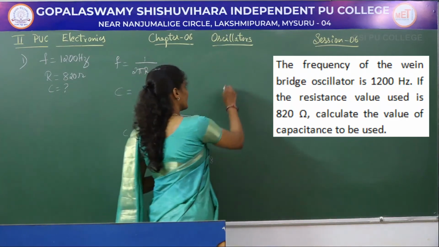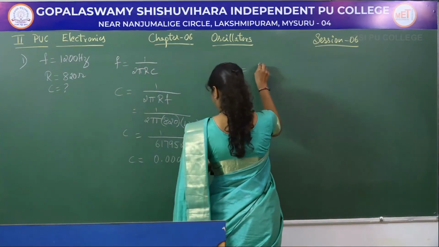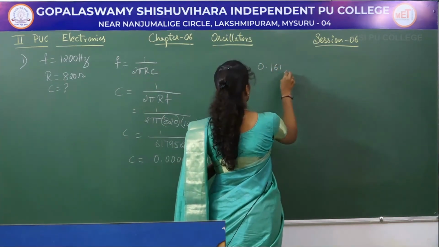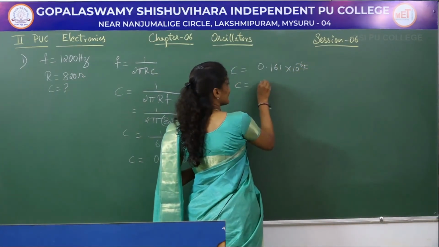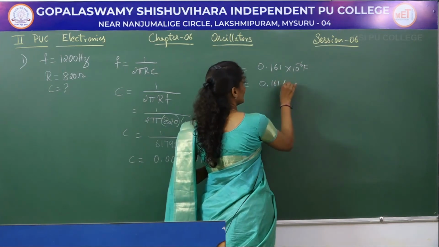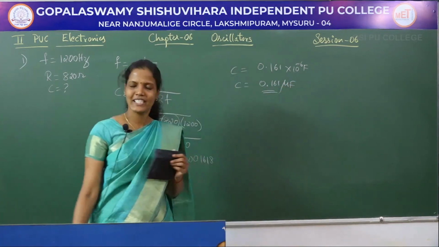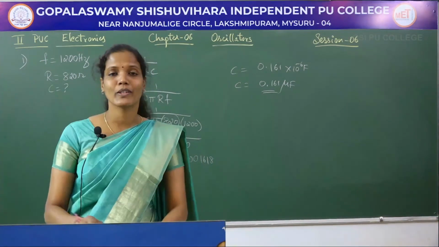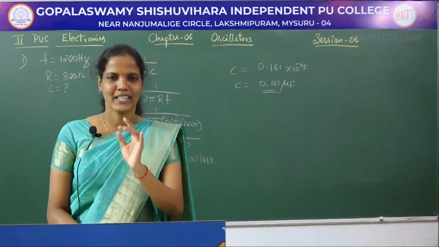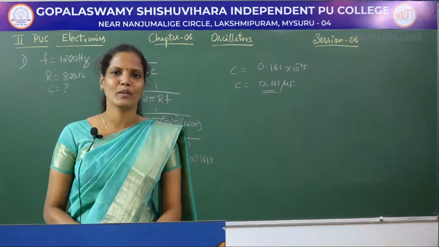So let us shift the point towards the right to 6 places, 0.161 into 10 to the power of minus 6 farad, or C is equal to 0.161 microfarad. So this is the final answer for the capacitance whose value is equal to 0.161 microfarad. Now we will look into the next problem of this session.